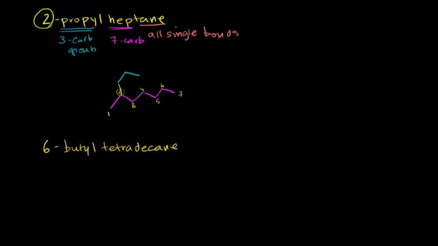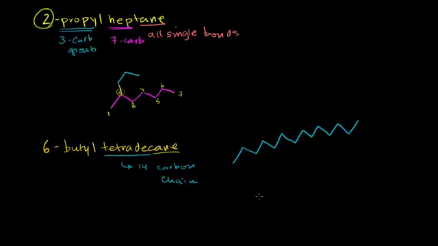So once again, we have the ane there, so it's all going to be single bonds. What is tetradec? What is that prefix? Well, dec is 10, and then we have tetra, that's 4 plus 10, that's 14. So this is telling us that we're dealing with a 14-carbon chain. So let's draw that: 1, 2, 3, 4, 5, 6, 7, 8, 9, 10, 11, 12, 13, 14.